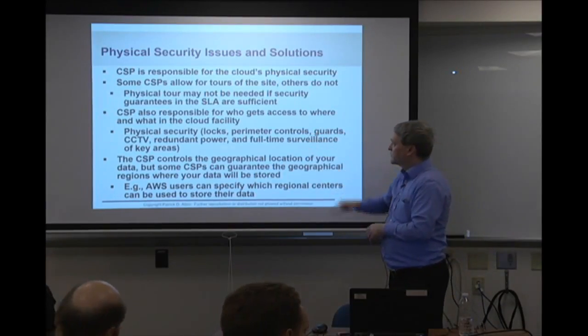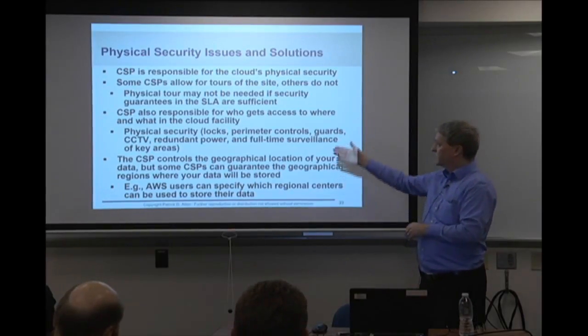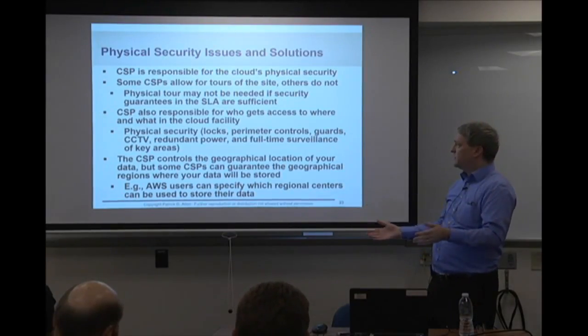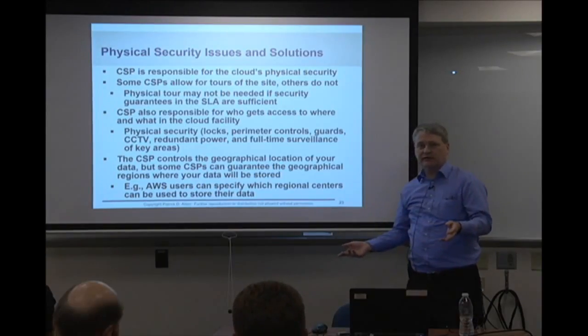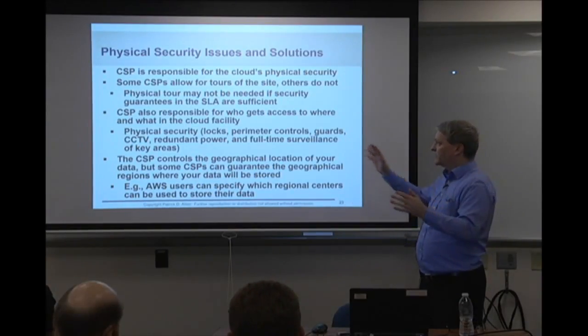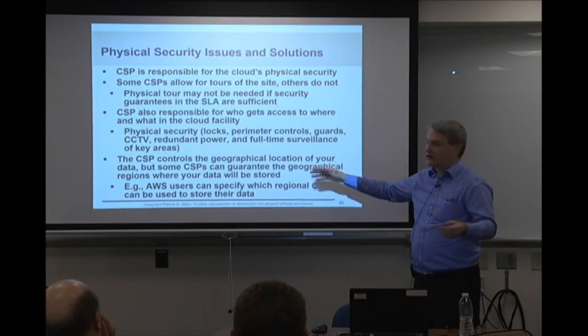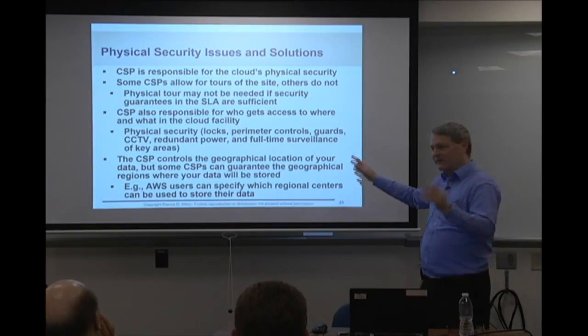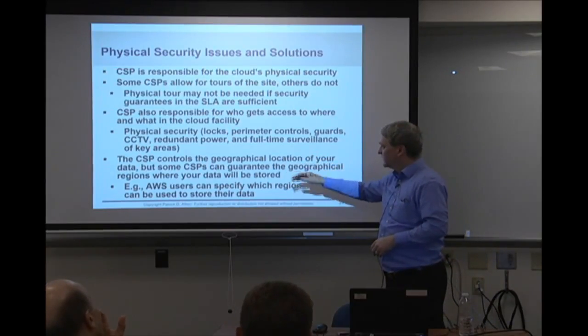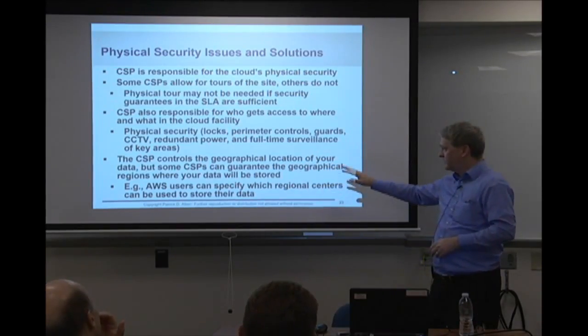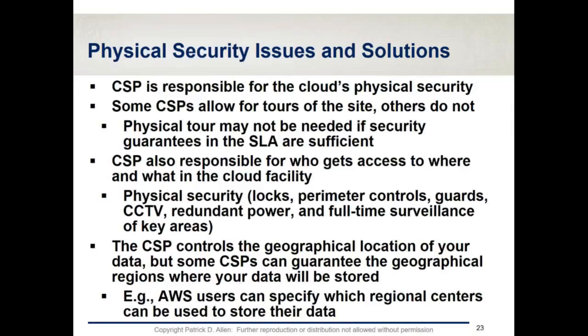The CSP is also responsible for who gets access where. Like I said, they have locks, perimeter controls, CCTV, redundant power, full-time surveillance of key areas. So if they can tell you, yeah, we have these things, great. If it's in somebody's garage, not that they could fit it in the garage, but if it's in somebody's garage, then you might want to be concerned. They also control the physical location, but you can get guarantees on the geographical regions. So like I said, AWS has regional data centers, and they're not the only ones. Lots of folks now have regional data centers because people are concerned about things being out of their country.